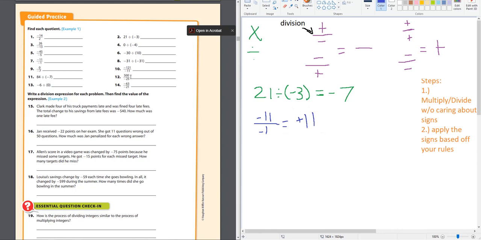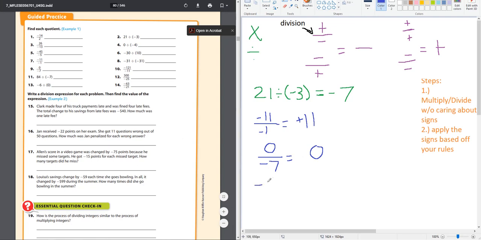Okay, let's try 0 divided by negative 7. Well, 0 divided by negative 7 is 0. Now, 0 doesn't have a sign. There's no such thing as positive or negative 0, so step 2 doesn't really apply here. You just put 0.